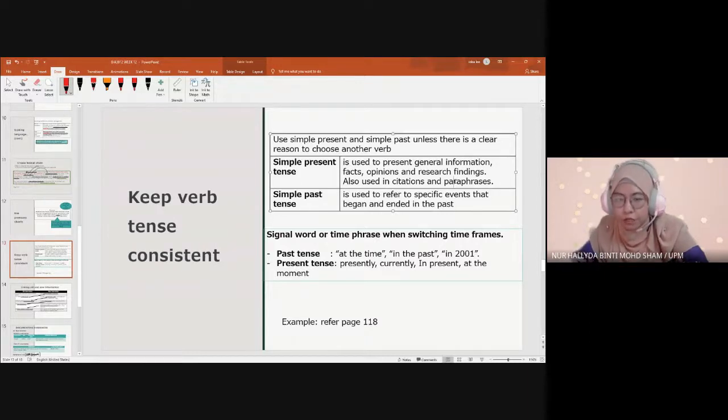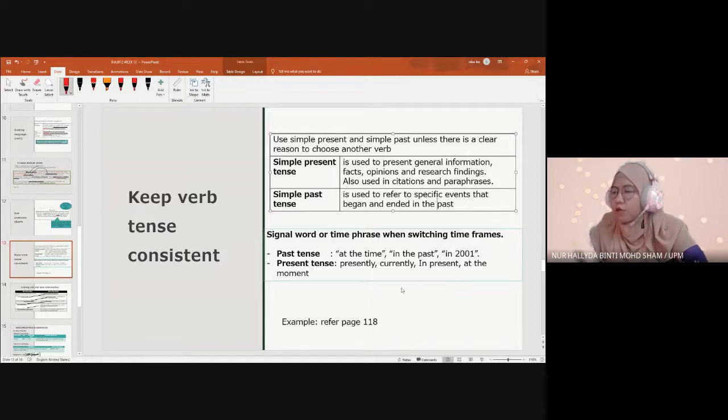because it won't change. You use past tense when you refer to specific events that began and ended in the past. Let's say you want to talk about the historical background of AI or freedom of expression in your introduction. You want to talk about what happened in the 1980s. So of course you need to use past tense.